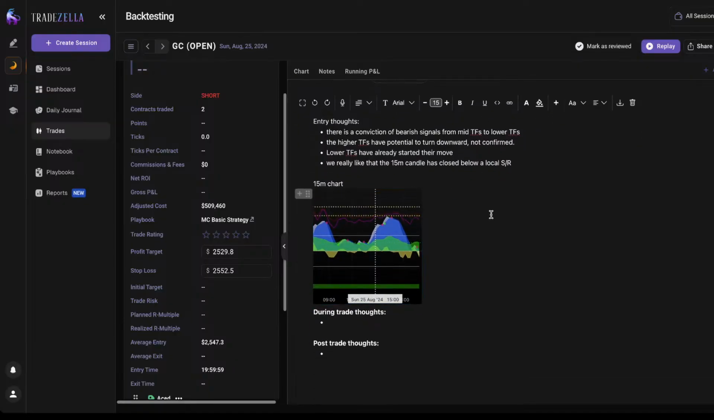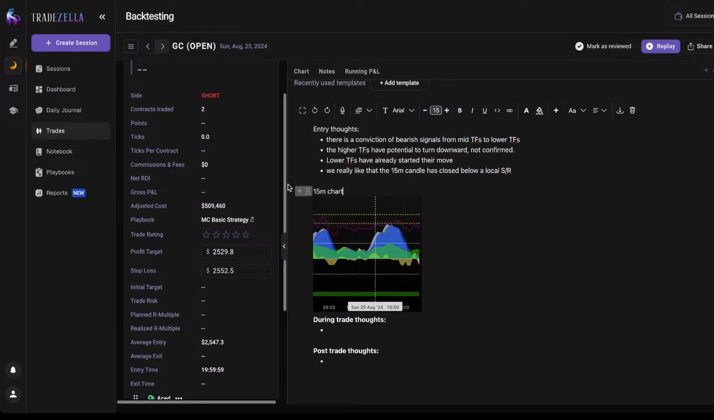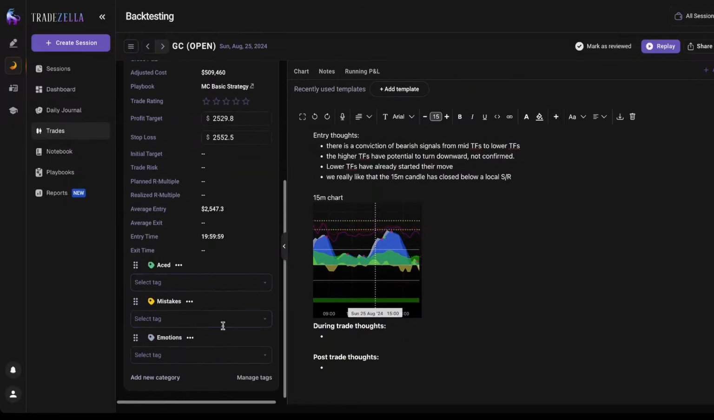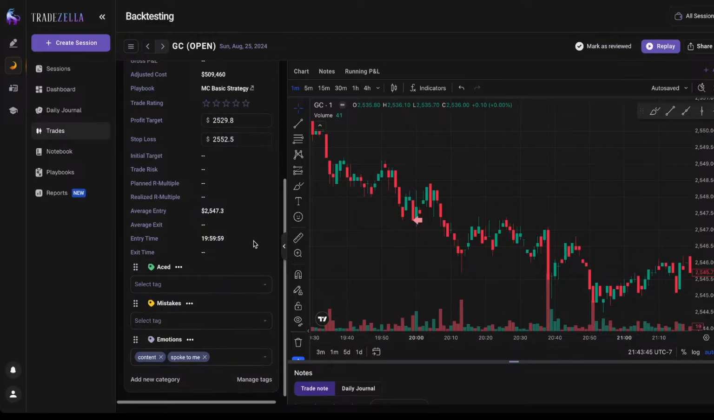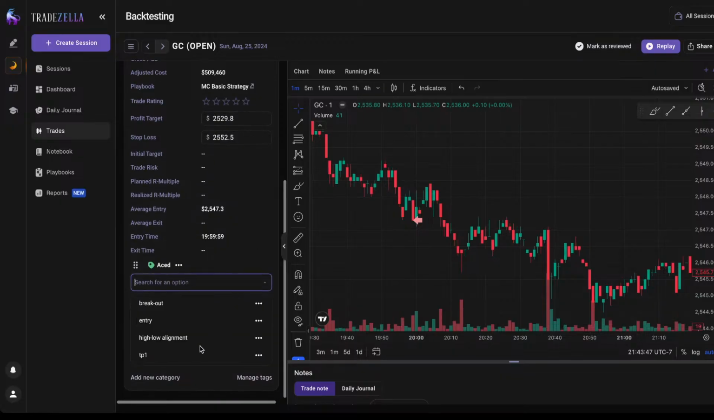This is not revenge. I feel fine. I don't really feel hopeful. I just feel content. I mean, really, this is speaking to me. I'm content. Wouldn't say confident, but what do we got? We don't necessarily have high-low alignment.